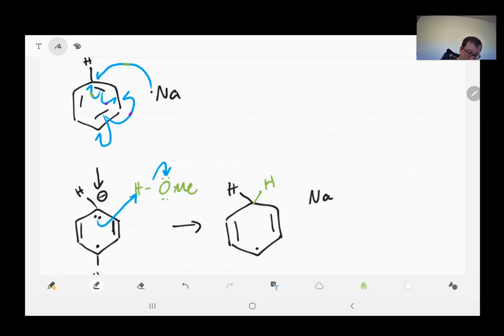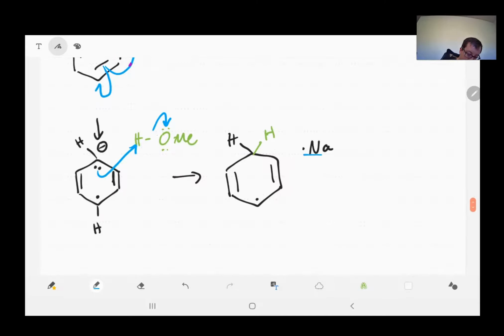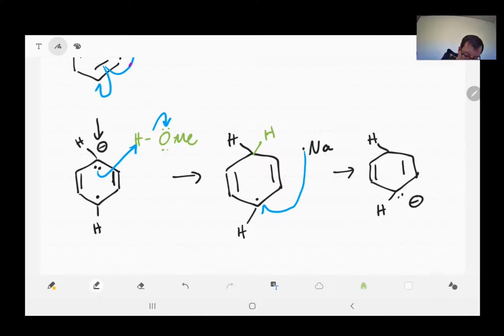Another sodium, also just chilling there, is going to go ahead and just give its electron in, giving us a new lone pair at the bottom. I guess I've not drawn my hydrogen. We'll be consistent there. So now we have a lone pair there on that carbon at the bottom.